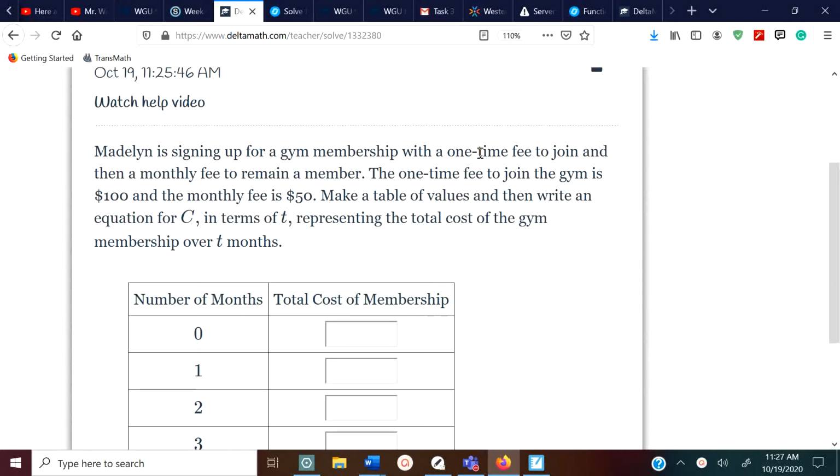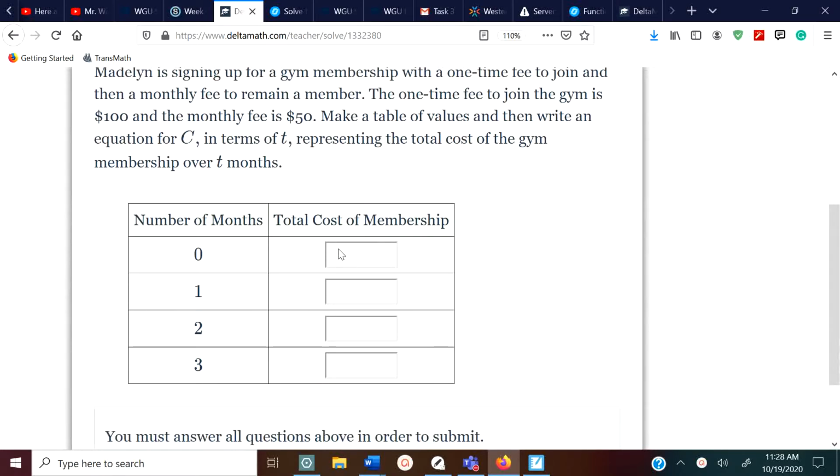Okay, it says here Madeline is signing up for a gym membership with a one-time fee to join and then a monthly fee to remain a member. The one-time fee to join the gym is $100, and the monthly fee is $50. It says make a table of values and then write an equation for C in terms of T to represent the total cost of the gym membership over T months. Okay, so this is similar to a video that I had previously where I had a table out here and I was showing you the input and the output.